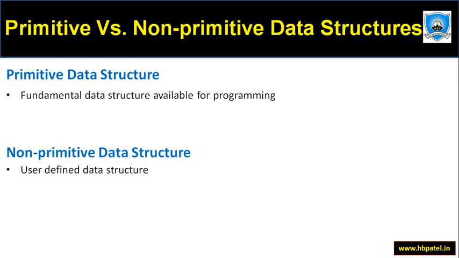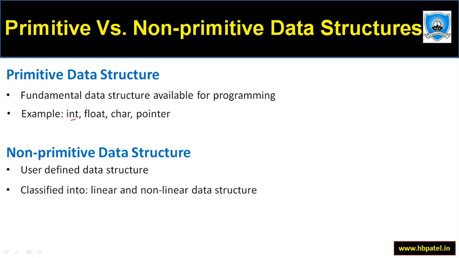So primitive is something which is fundamentally available in the programming itself, whereas non-primitive is something which is not available, but the user will be creating on its own. So what are those examples? Example is like if you see integer, float, character or pointer. So these are all primitive data structures because you can write something like integer x in your program, or you can write something like integer star p. So this is something which is already available. So that's why they call it primitive. But in case of non-primitive, basically it is not available in any programming language. We need to create it.